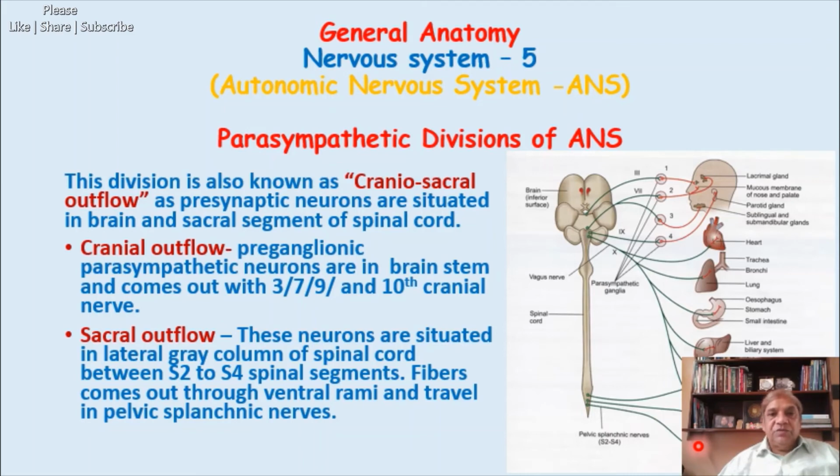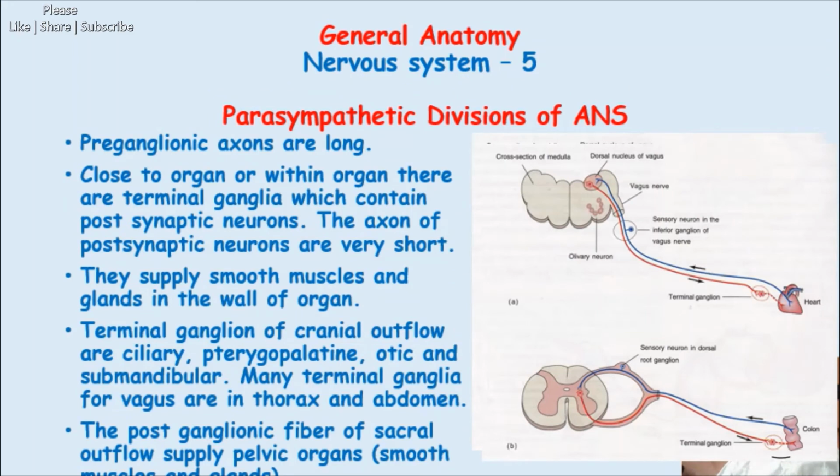Now I will move to the next slide, where we will learn about the postganglionic fibers of the parasympathetic. The two outflows you have understood, cranial outflow and sacral outflow. This is the parasympathetic division again, and preganglionic axons are long. See here, the color code has changed. The color code is red. The preganglionic fibers are in red color here.